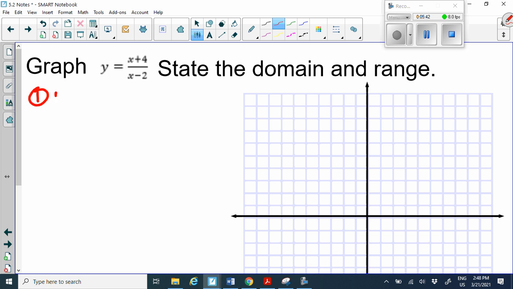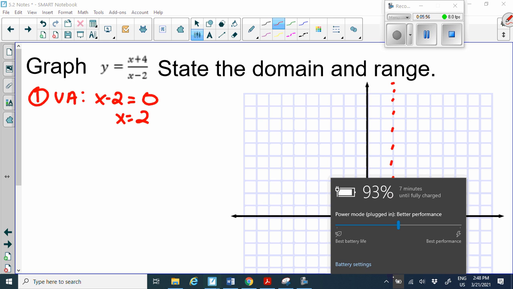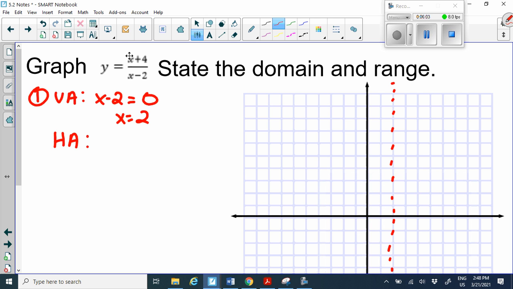Okay, first we figure out a vertical and horizontal. I do x minus 2 equals 0 because I set my denominator equal to 0 for the vertical asymptote. So I have x equals 2. And I will continue that later. Then our horizontal asymptote, that's going to be taking our a over c. So our a value is 1, our c is 1, so really we get y equals 1. Don't forget your a and c are the numbers in front of the x's.